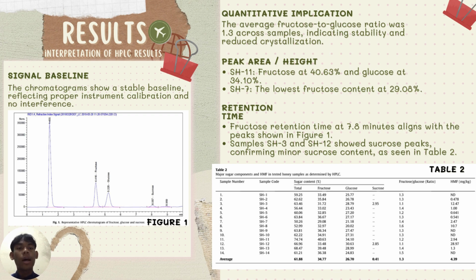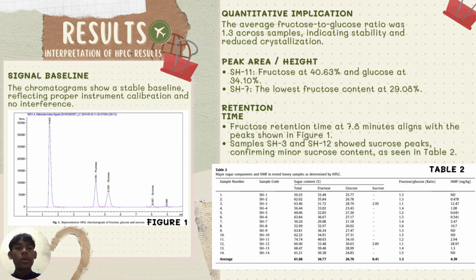For peak area and height, the graph illustrates the prominence of fructose and glucose compared to sucrose. For example, SH11 has fructose at 40.63% and glucose at 34.10%, while SH7 has the lowest fructose content at 29.08%. The third part is signal baseline. The chromatogram, for example in figure 1, shows a stable baseline reflecting proper instrument calibration and no interference.